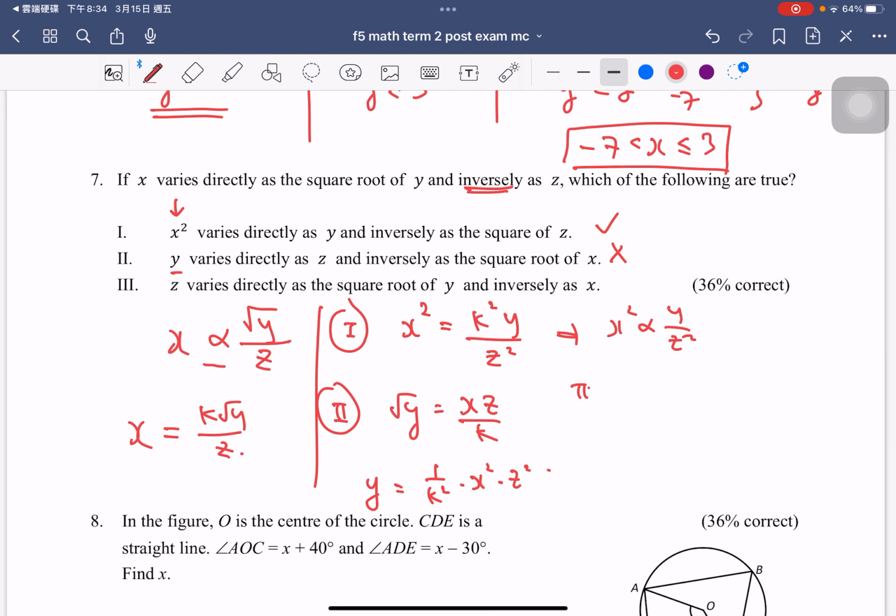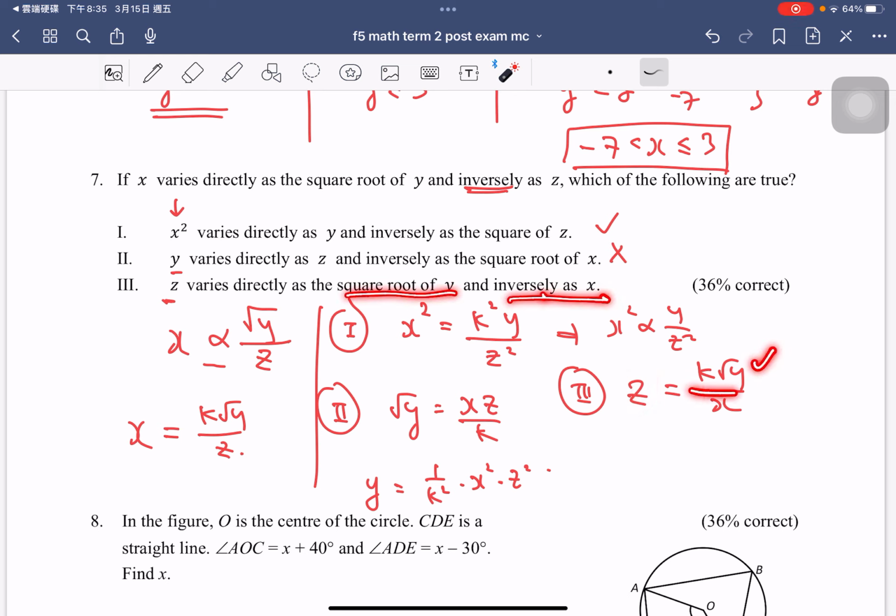Now we can try to do the third one. So the third one, we have z varies, so we make z the subject. So I just swap the x and z. So I have z is equal to k square root y divided by x. So now we can say that z is directly proportional to the square root of y, which is correct, and inversely as x. Inverse just divide, so divided by x. So number 3 is correct as well. It's going to be the first one and the third one that are correct.